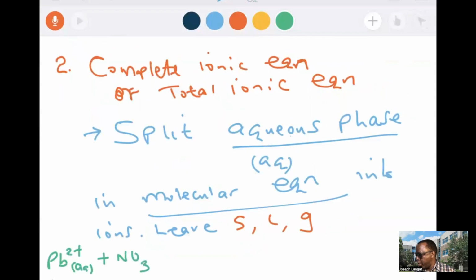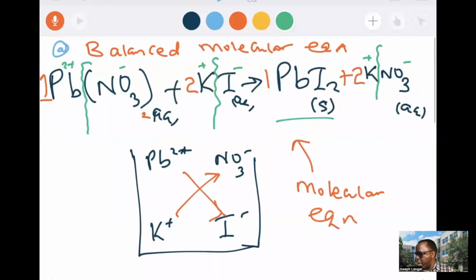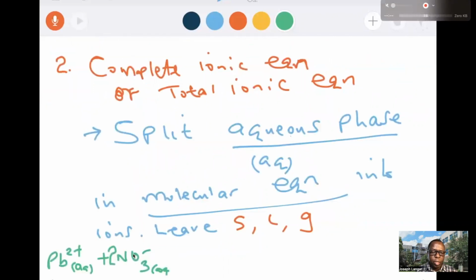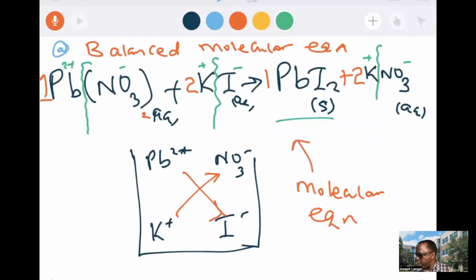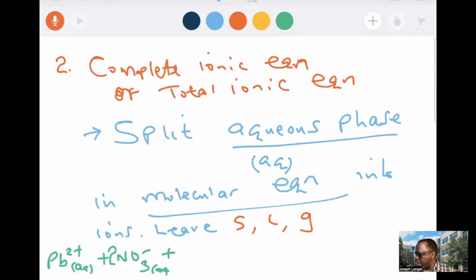The subscript changes to a coefficient. You see, there's a 2 there, and then the negative, and then the aqueous. This subscript here has changed to a coefficient. We retain the negative. That's why we have 2 nitrates here. Plus 2 potassium. Remember, we have 2 here, which applies to both potassium and iodide, not sodium. So this will be 2K positive aqueous plus 2I negative aqueous.